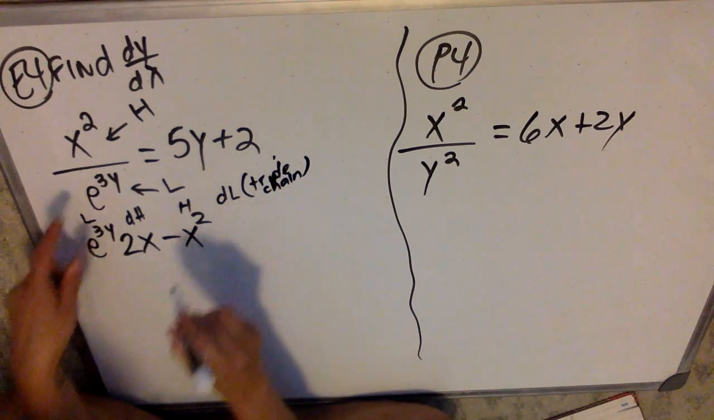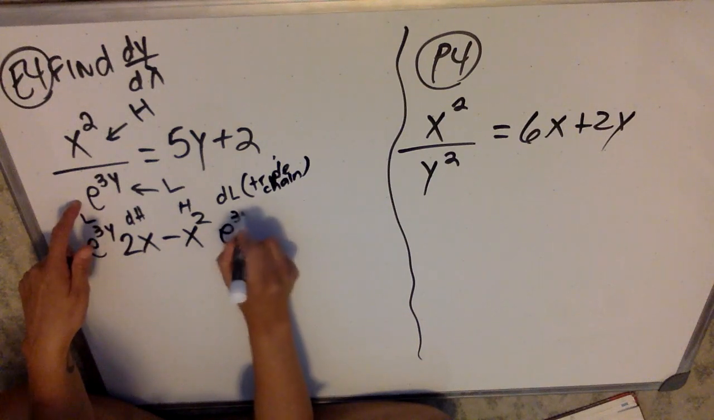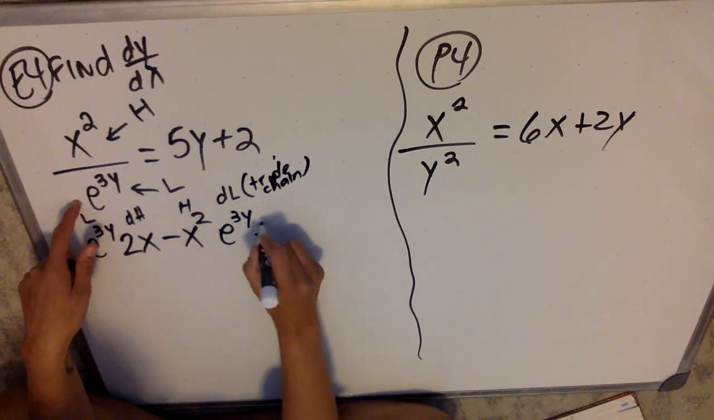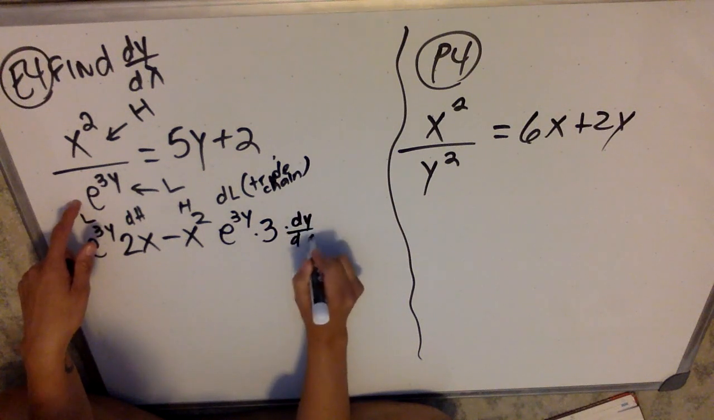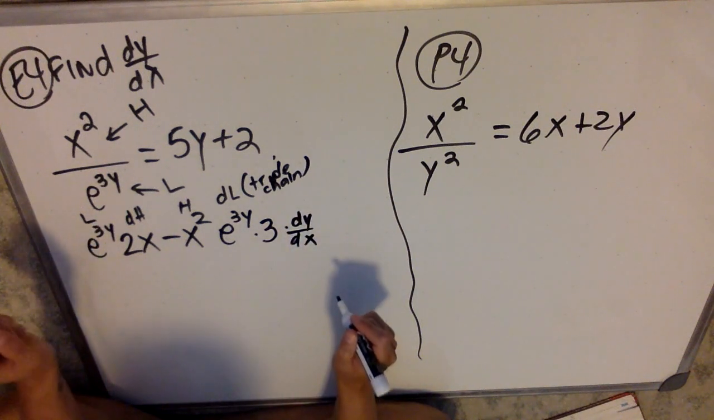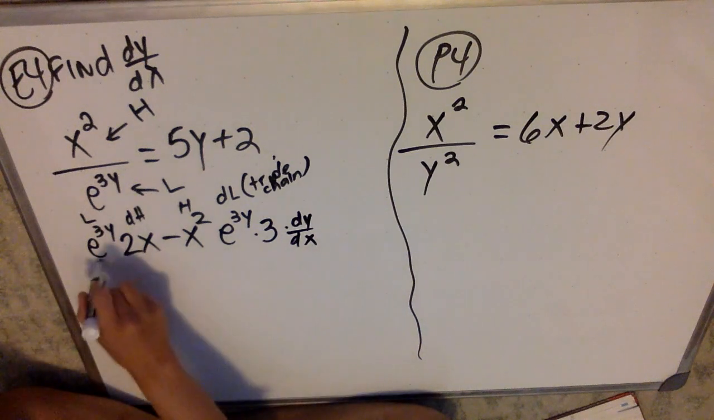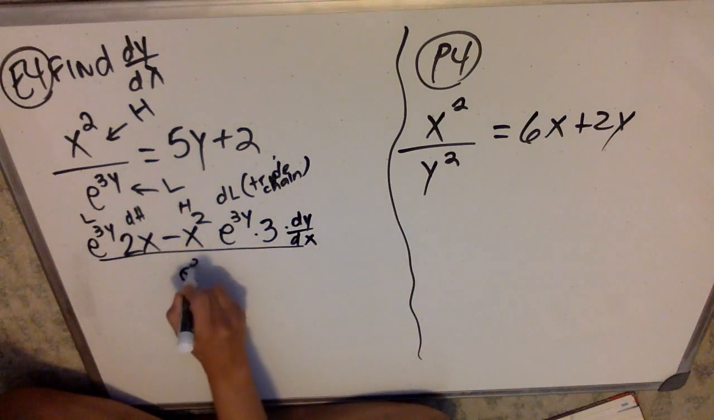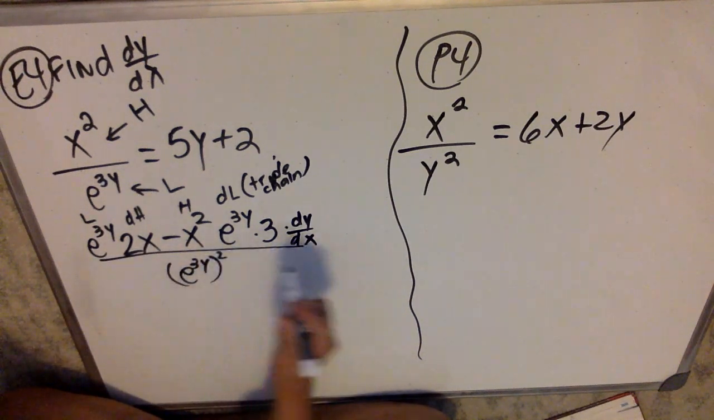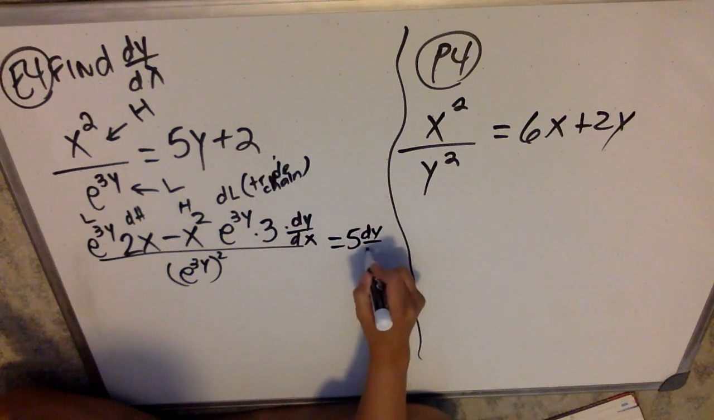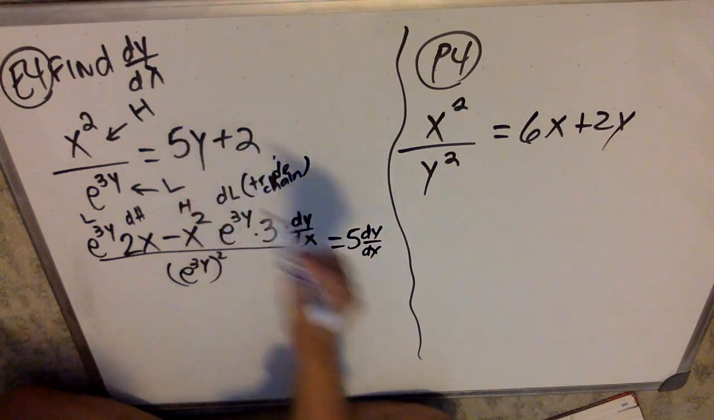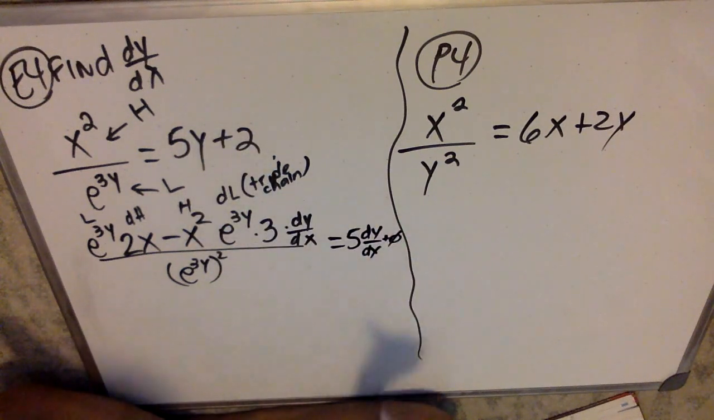It's going to be the derivative of e to the stuff, which is e to the stuff, times the derivative of the 3y, which is a 3, times the derivative of the y, which is dy dx, right? Draw the line, square the low, so that'll be e to the 3y quantity squared, okay? And on the other side, when I differentiate, I'm going to get a 5 dy dx because I was differentiating y stuff, plus 0 because the 2 would be gone, right?